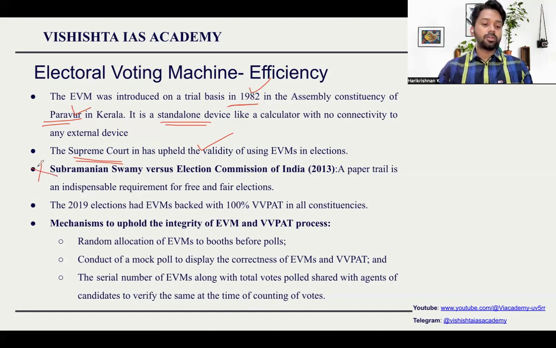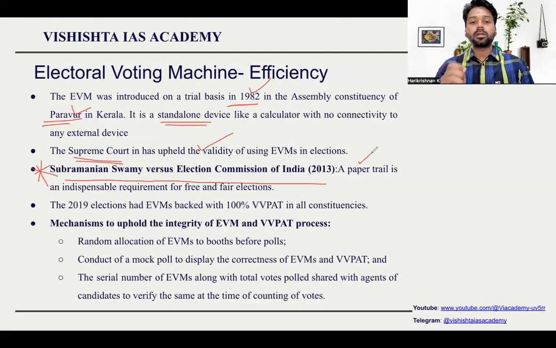One very important case we need to remember is Subramaniam Swamy versus Election Commission of India. In this, the Supreme Court itself gave a verdict that a proper paper trail should be there. Even if you say that it is completely efficient, it cannot be hacked, let there be a paper trail. Based on the paper trail, we will get to know whether it is working properly or not. People should have that satisfaction. It is based on this judgment, the government came up with VVPAT, that is voter verifiable paper audit trail.